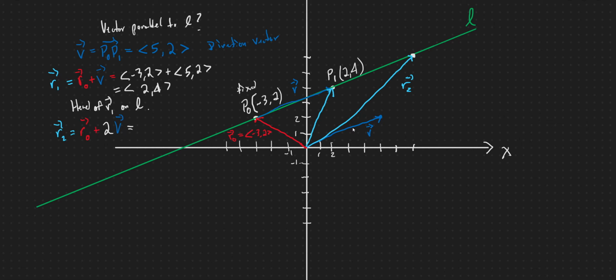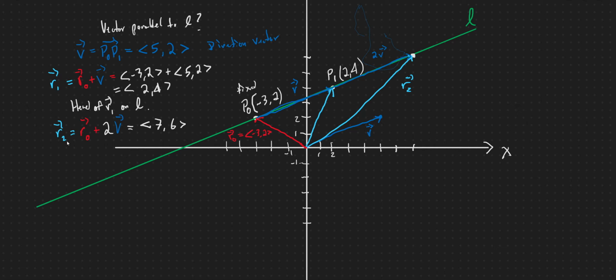Again, remember how vector addition works. If I add R0 and V, then I go from the tail of R0 to the head of V, and that'll be on the line. And if I do 2V, 2V was this one. And again, it's on the line because V is parallel to the line. So what did this actually give us? I don't really care too much what exactly R2 is. This was 7, 6.